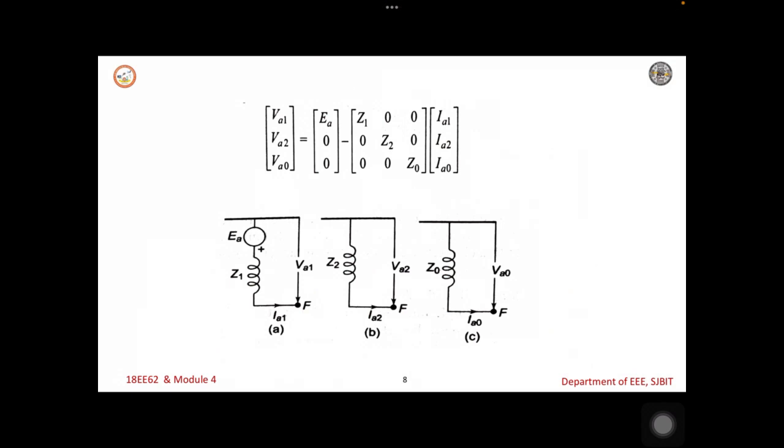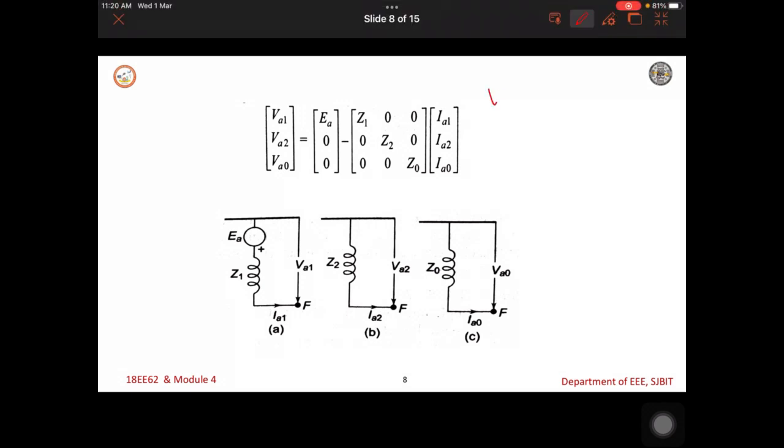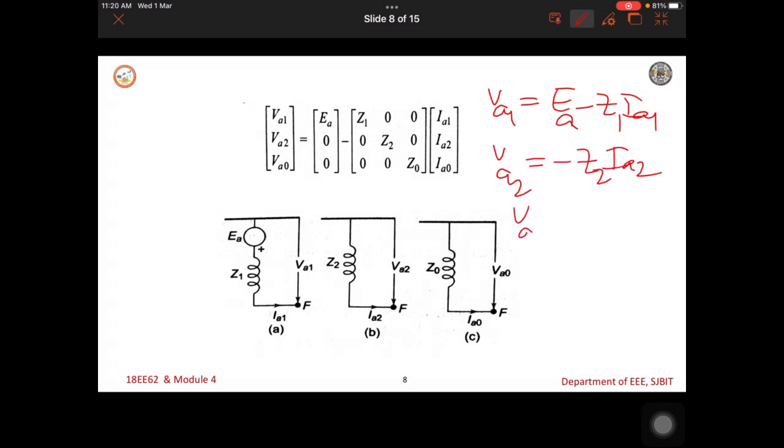So, these equations are written in matrix form. Here VA1 is EA minus Z1 into IA1, this is the equation. VA2 is minus Z2 into IA2, VA0 is minus Z0 into IA0.